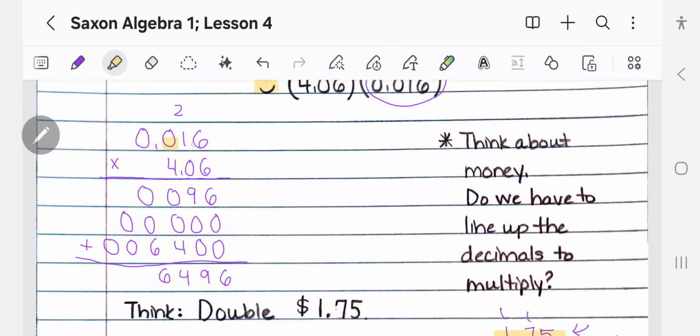Okay, this 0 is trapped, so we count it. 1, 2, 3. Then we go 1, 2, 3. So our answer is 6.496, which is 6. And, oh, I'm sorry, I counted wrong, didn't I? I just realized our answer is not 6.496. Look what I did. What else did I not account for? Can you find it before I say it?